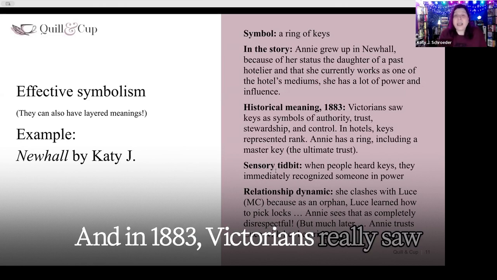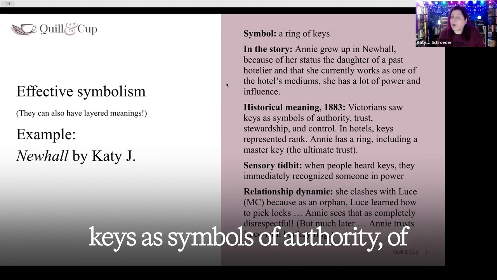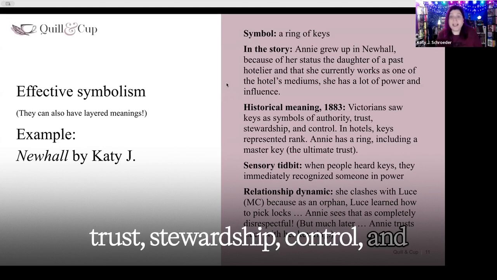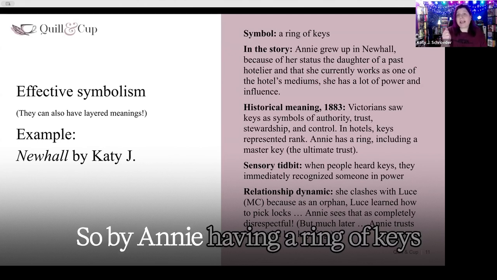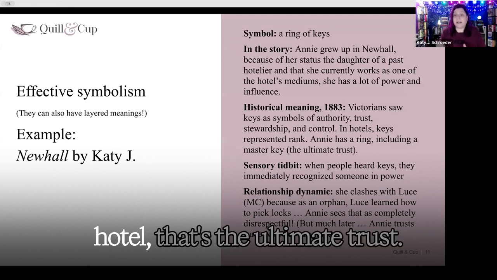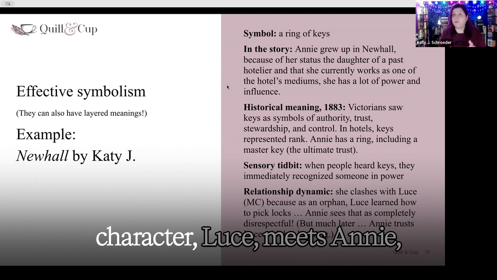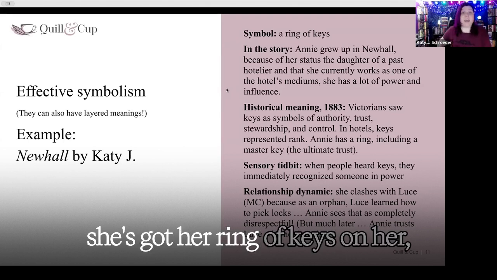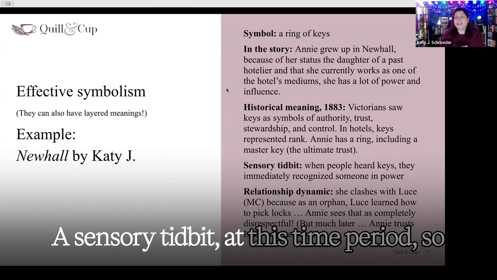And in 1883, Victorians really saw keys as symbols of authority, of trust, stewardship, control. And in hotels, keys represented rank. So by Annie having a ring of keys and a master key to the whole hotel, that's the ultimate trust. And the first time my main character, Luce, meets Annie, she's got her ring of keys on her. So that's something that's present.